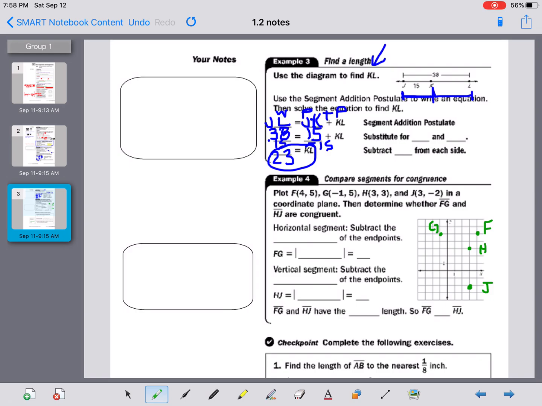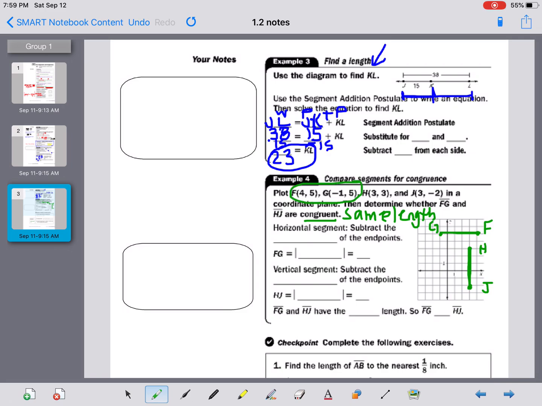So they want me to determine whether segment FG, that's telling me to join those 2 points, and segment HJ are congruent. What does it mean to be congruent? It means they have the same length. Now, there are 2 different ways you can do this. I'm going to show it to you both ways, and you get to choose when it's time for homework, or if this comes up. So F to G was my first setup there.